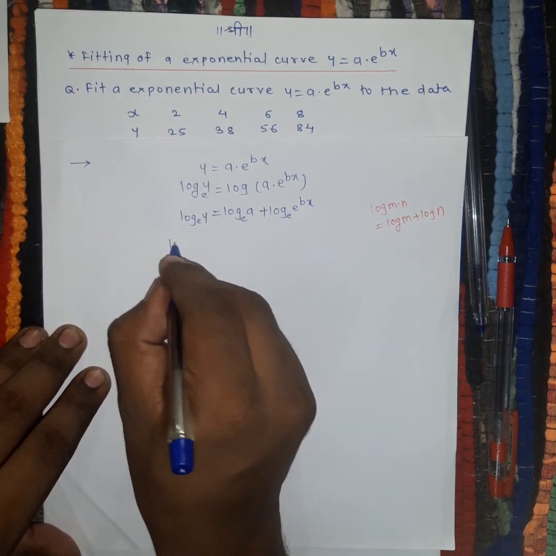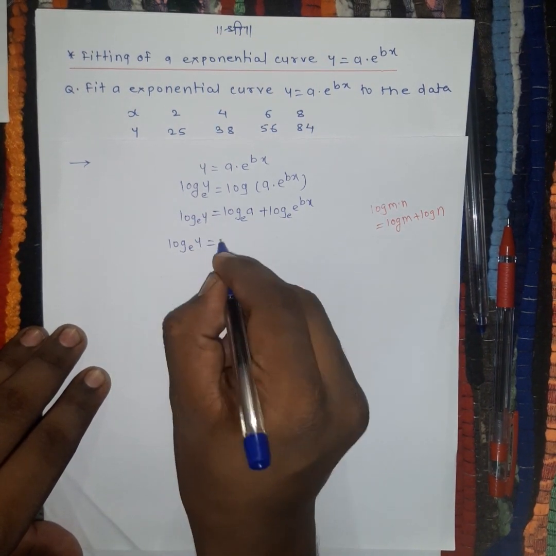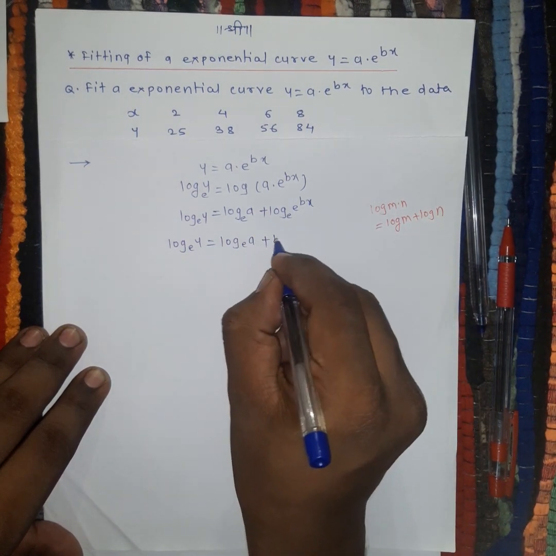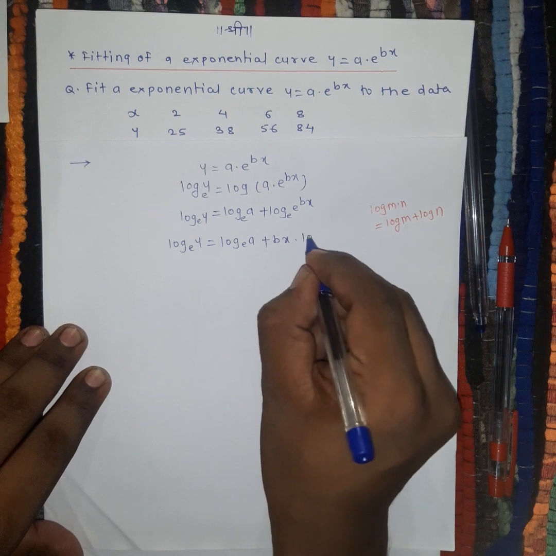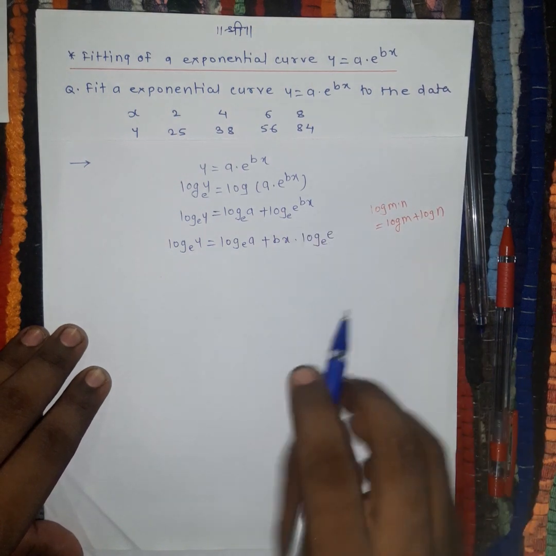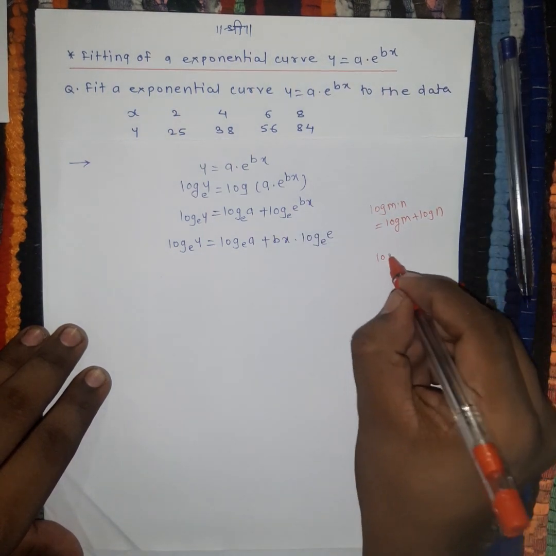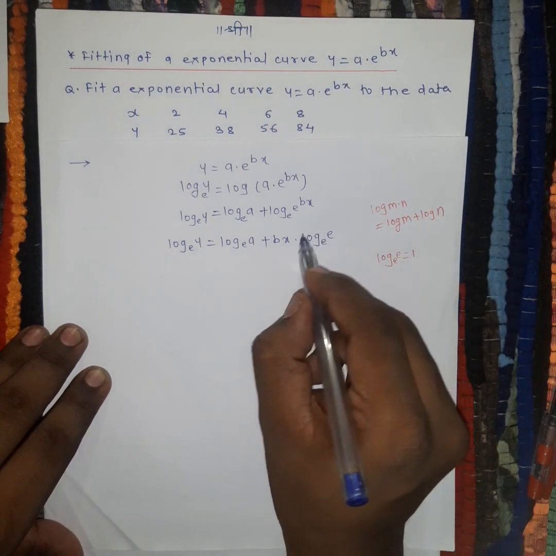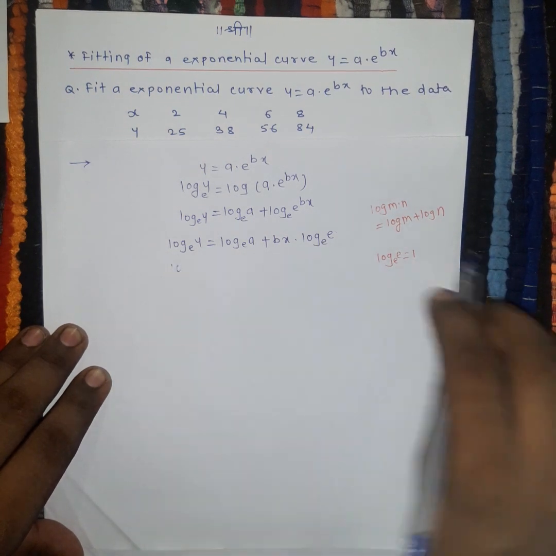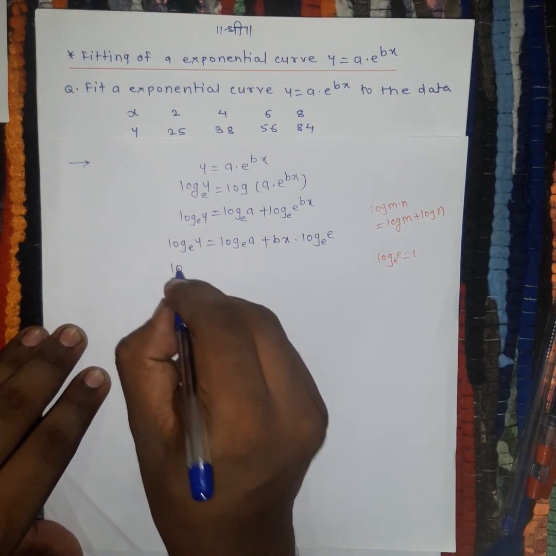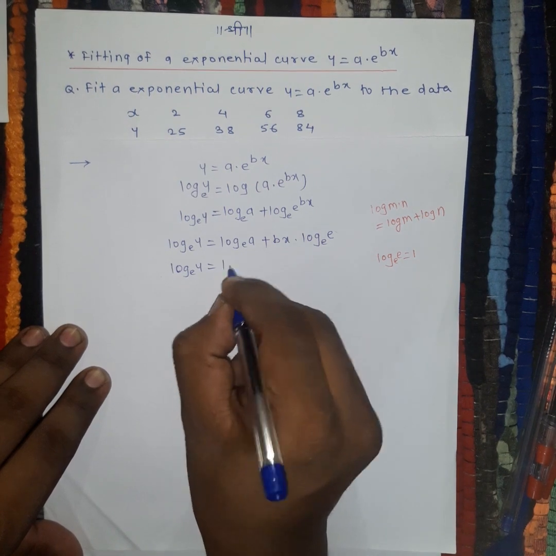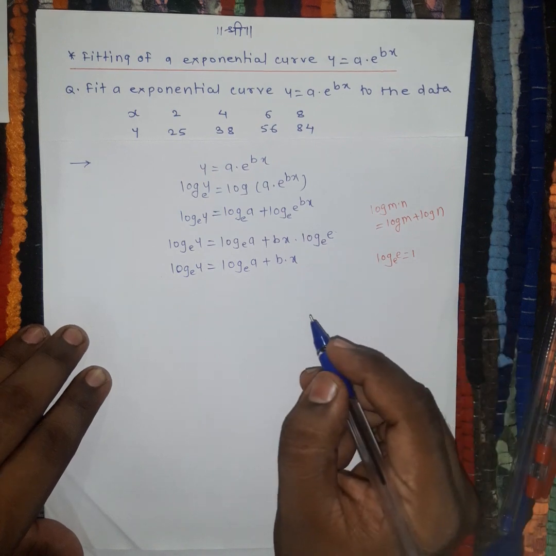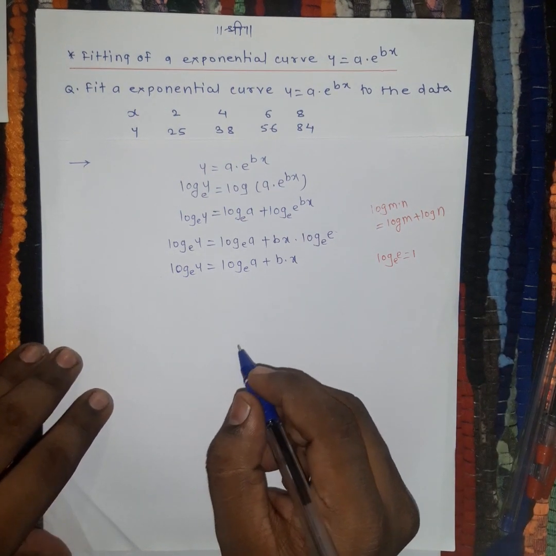Now this equation will become log of y is equal to log of a plus bx into log of e to the base e. We know that the value of log of e to the base e is 1, so this term will disappear. So log of y to the base e is equal to log of a plus b into x will be our equation.